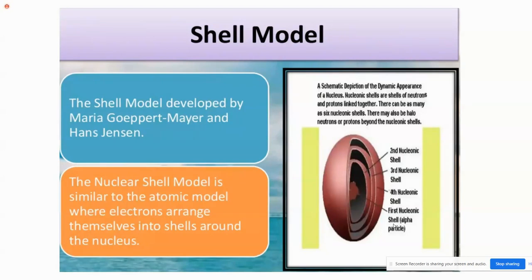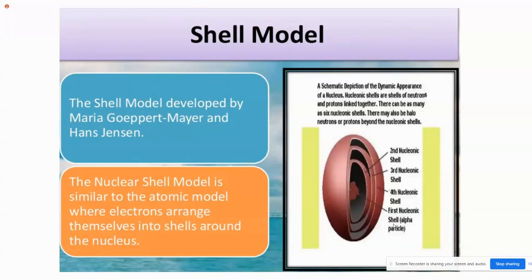The second model is the shell model. This is developed by Maria Mayer and Hans Jensen. It is similar to our atomic model. You can consider the nucleus as a spherical layer, one layer, then above it a second layer, third, and so on. All of this structure is why it is called the shell model.